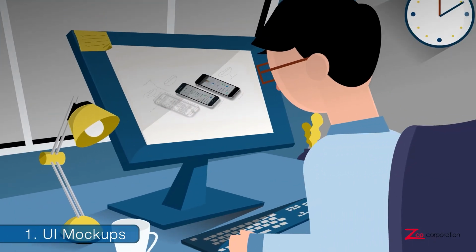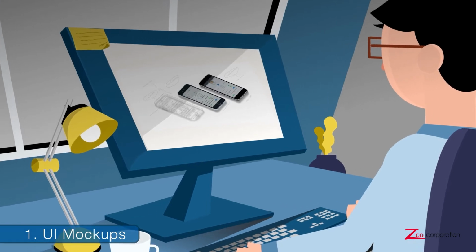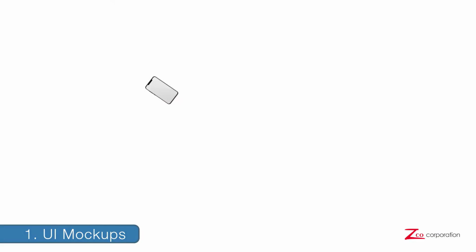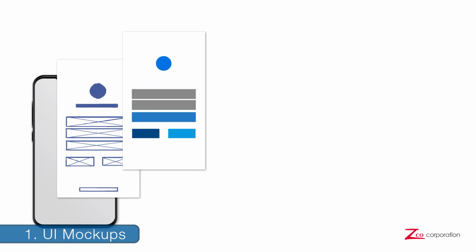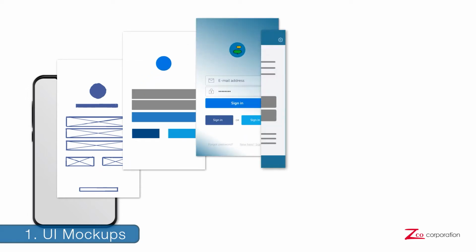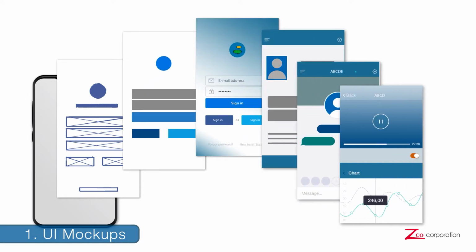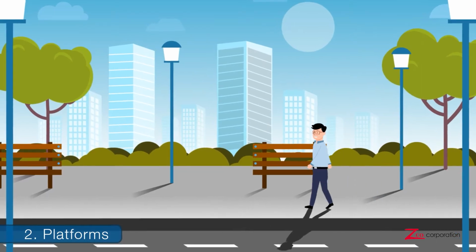Number 1. UI mockups. The best way to show how you want the app to flow is with a UI mockup. A UI mockup can be anything from a simple sketch to a wireframe to a click-through complete with icons and imagery.